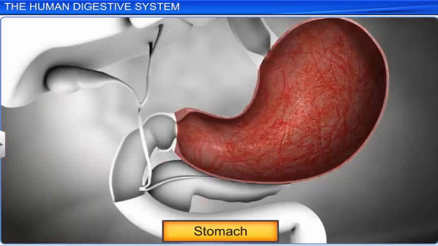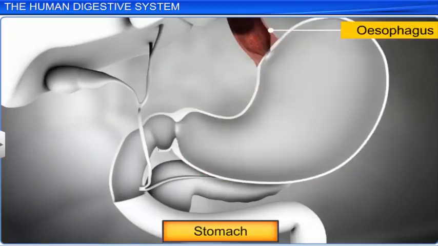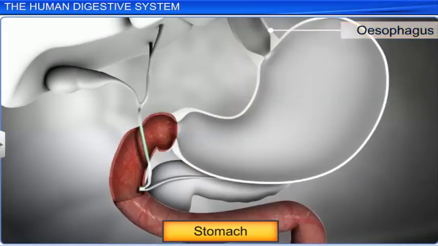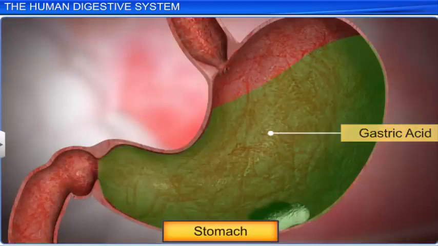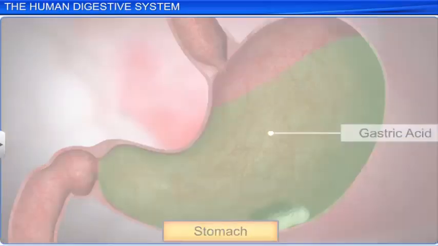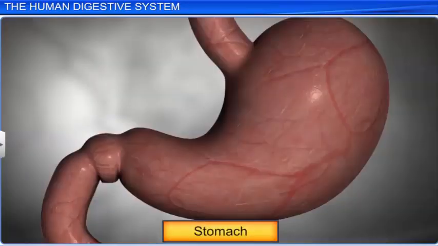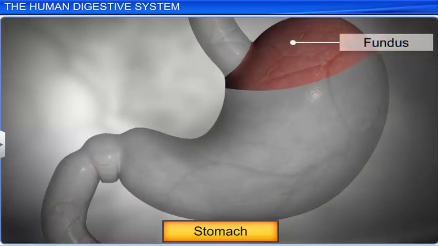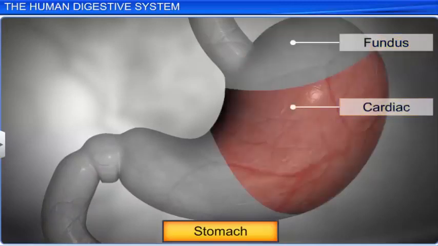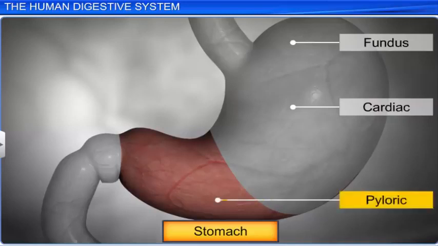The stomach, a J-shaped sac, is located in the upper left part of the abdominal cavity between the esophagus and the first part of the small intestine called the duodenum. Gastric acid inside the stomach digests the food we eat. The stomach is made of three major parts: a fundic region, a cardiac portion, and a pyloric portion.